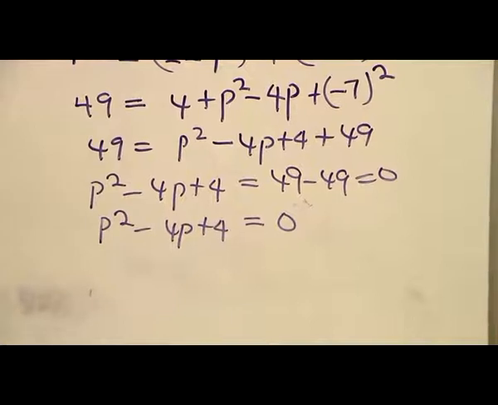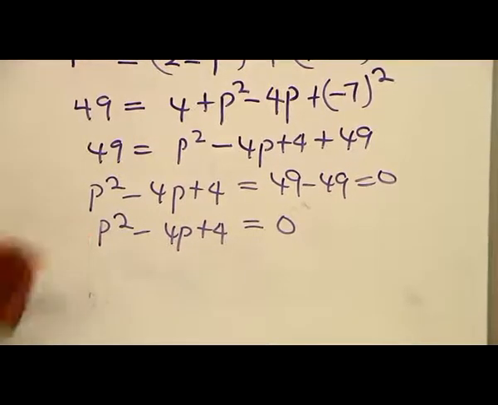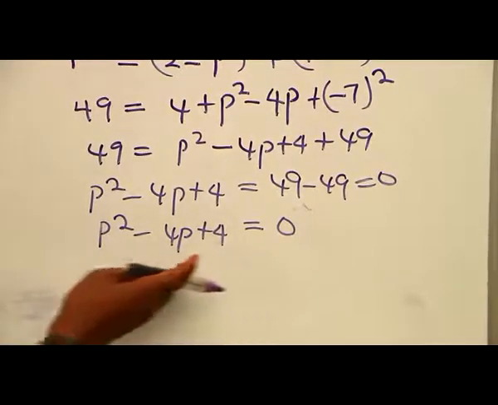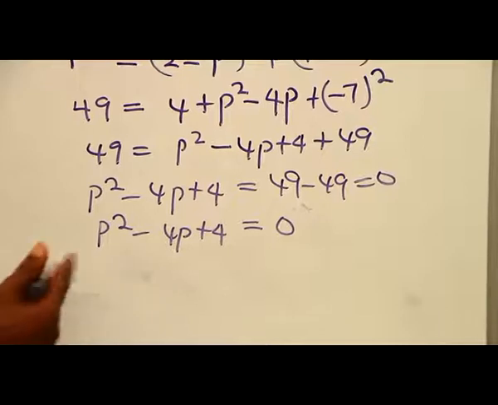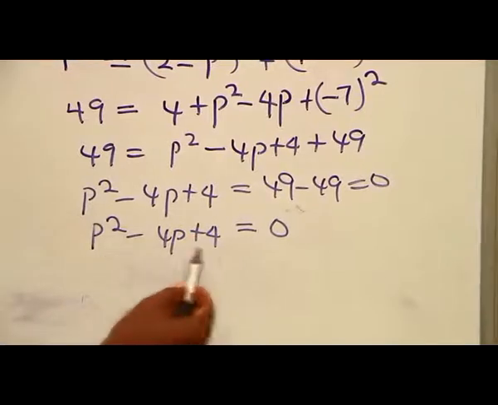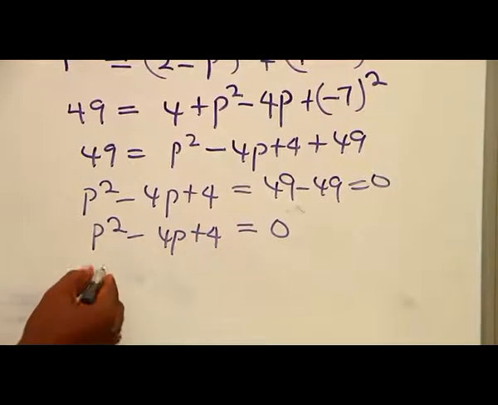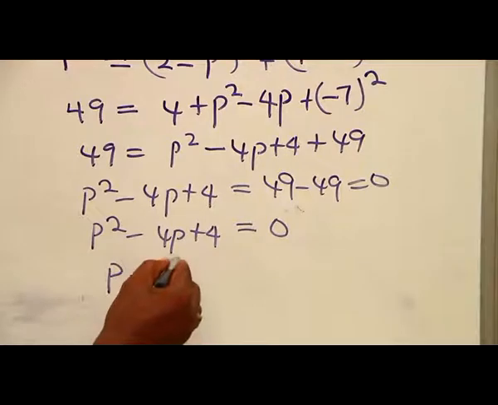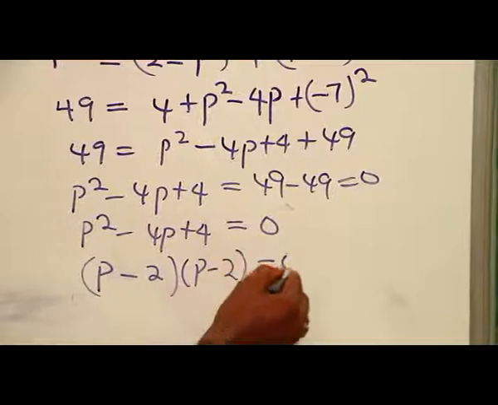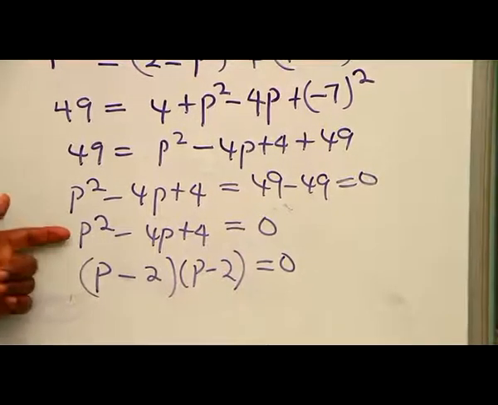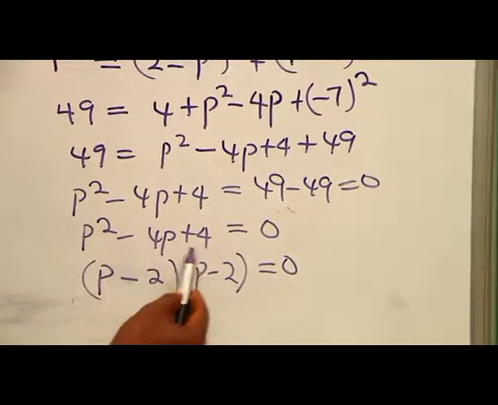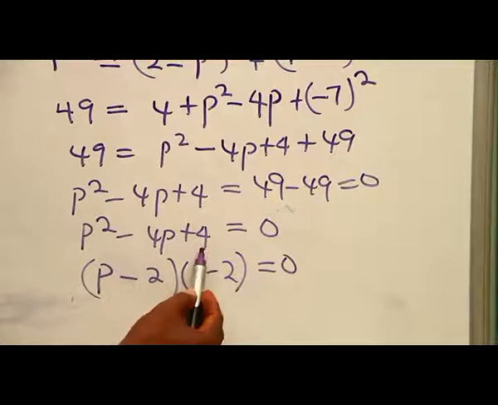Now you recognize this one as a quadratic equation. Of course, we have many methods of solving a quadratic equation, and one of them is by factorization. If this expression is factorizable, it is easier to use that. So we can see that (P minus 2), and then we have also here (P minus 2) equal to 0. We have factorized this expression. I hope you still recall how to factorize a simple expression like this.